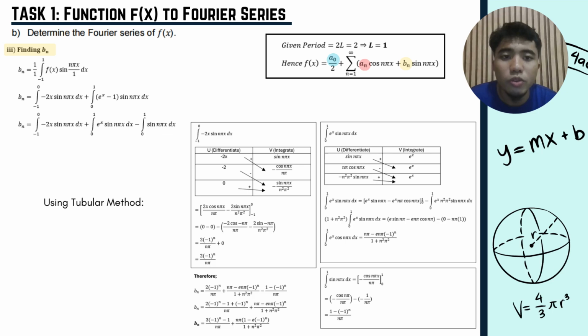So next, we are going to find our bn. How to find the bn? Our formula will be 1 over L, where our L is 1, times the integration of f(x) sin(n pi x over 1) dx. To find bn and an is actually the same, but the difference is for an we use cos, and for bn we use sine.